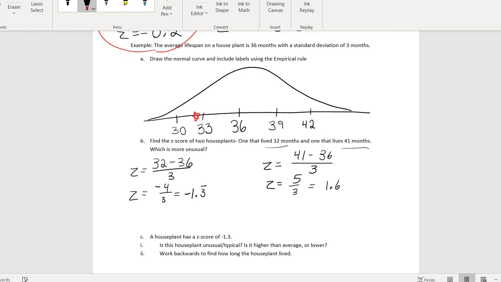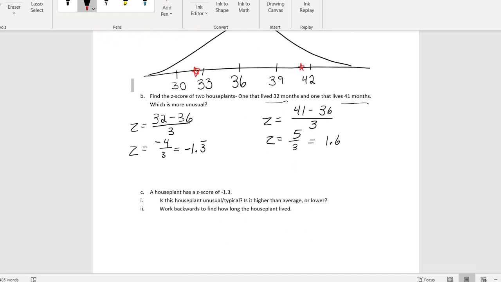Now, if we draw these on that normal distribution, let's see, 32 months, so that would be about right here. So that is a little bit less than 1 standard deviation away, whereas 1.6, which would be 41 months, would be about right here, which is a little bit more than 1 standard deviation away. So drawing this normal curve helps us to determine if our answer is correct.